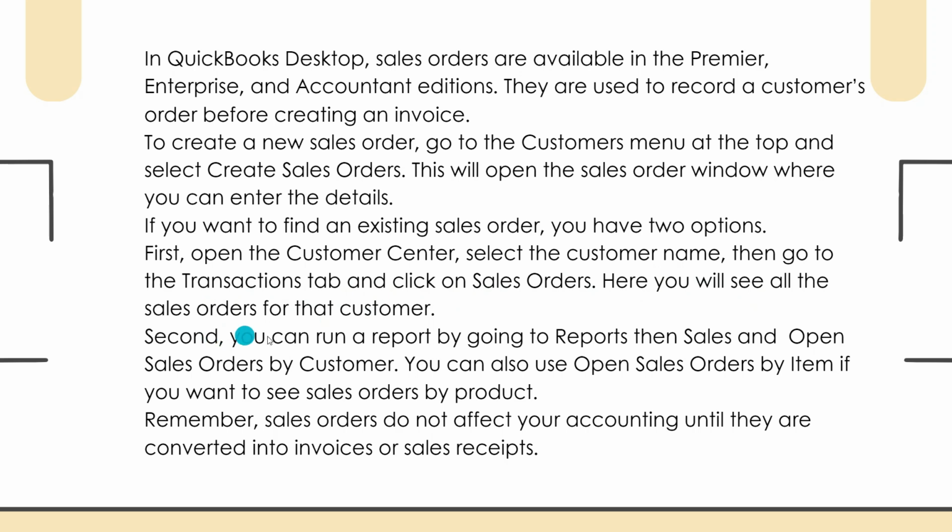Second, you can run a report by going to Reports, then Sales, and open Sales Orders by Customer. You can also use Open Sales Orders by Item if you want to see sales orders by product. Remember, sales orders do not affect your accounting until they are converted into invoices or sales receipts.